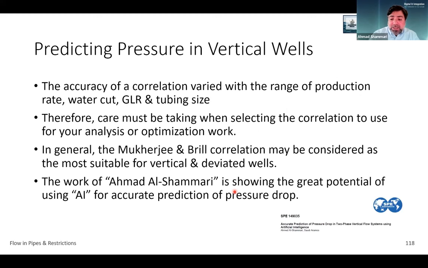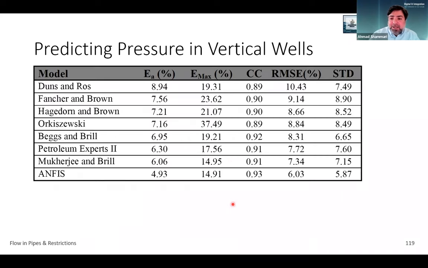I just need to mention that I did a paper. This is the paper number. I mean, this is probably 10 years old. So I'm just trying to brag here, right? The work of Ahmed Al-Shamri is showing the great potential of AI for accurate prediction of pressure drop. Okay, let me just show you the results that I found.